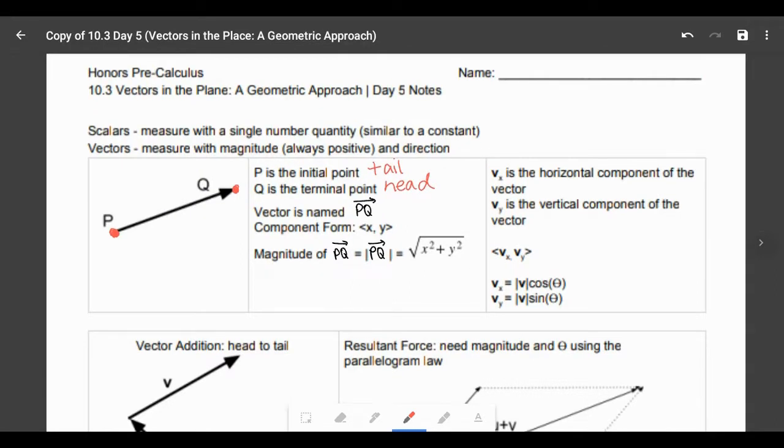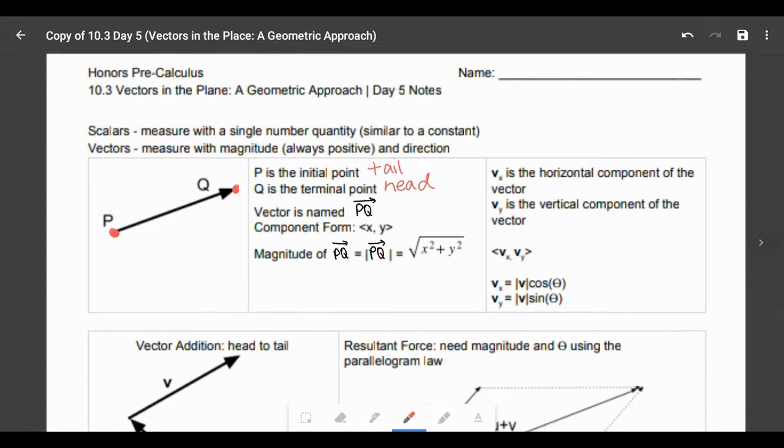Notation-wise, notice that vector PQ looks a lot like ray PQ. There is a difference. Remember that rays do not have a length because they continue on forever. Since vectors have a length, they are going to be something completely different than what you learned about rays in geometry.